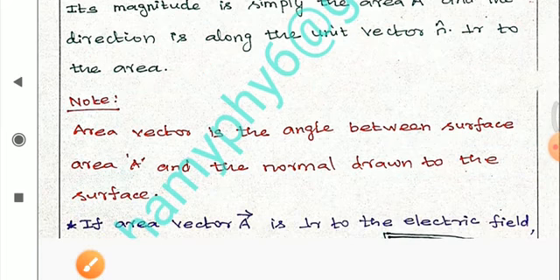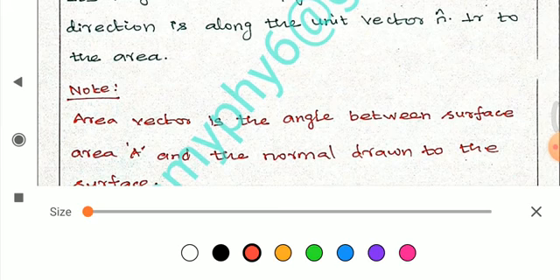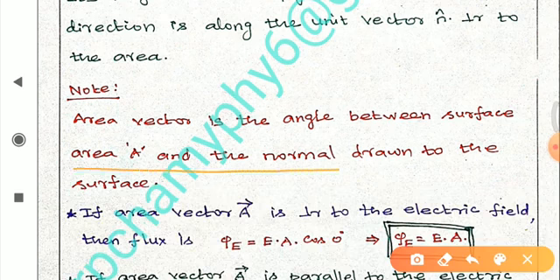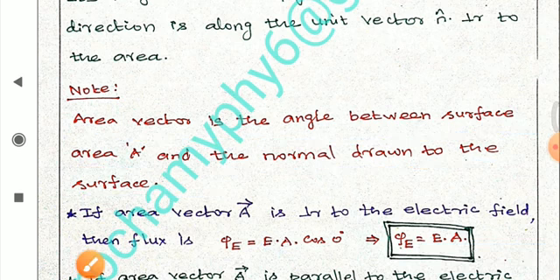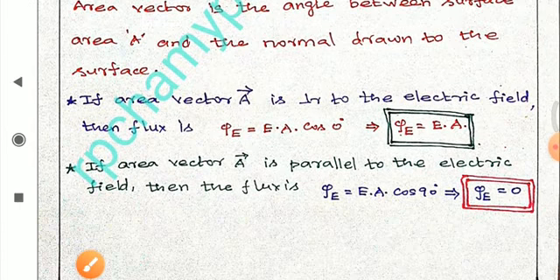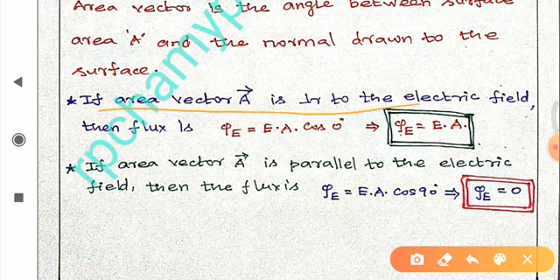In this note we can understand that area vector is the angle between the surface area and the normal drawn to the surface. Already we have discussed, it may come in one more question. Depending upon the angle, we can calculate the flux. So if the area vector A is perpendicular to the electric field, the flux is equal to E dot A. Already we have discussed.